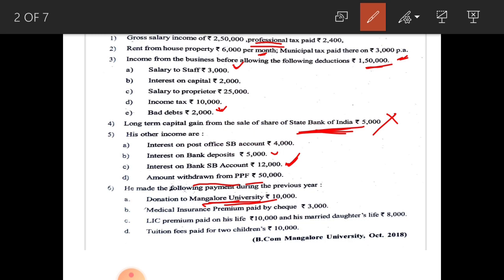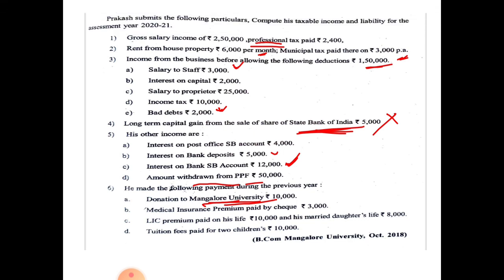Next one, LIC premium paid on his life 10,000 and his married daughter's life 8,000. LIC premium paid on his own life, his spouse and children can be claimed for deduction under section 80C. So total of 18,000 can be claimed for deduction under section 80C. Next one, tuition fees paid for 2 children 10,000, under section 80C it can be claimed for deduction.